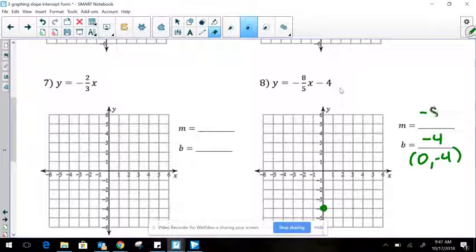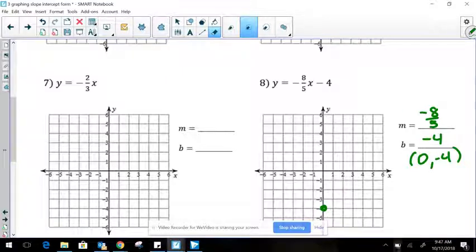My slope is negative 8 over 5. I'm going to put the negative sign with the top number. Okay, I would always just get in the habit of doing that. Then it's a little more simple. So I need to go down 8, right 5.